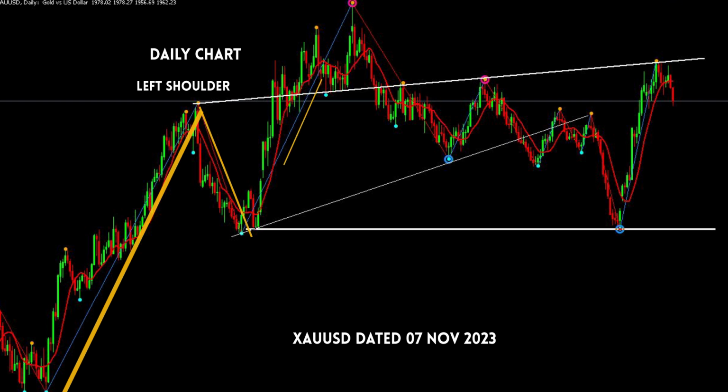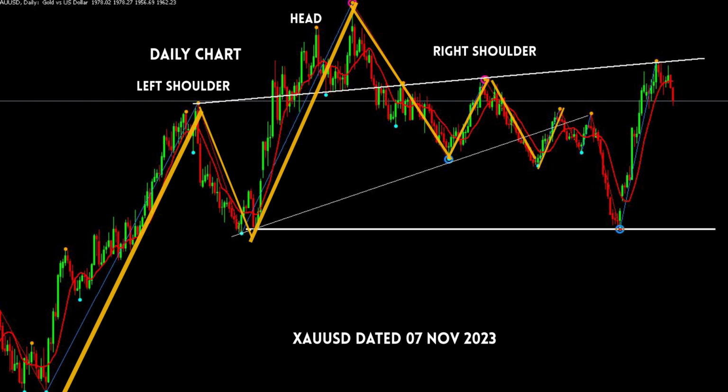Head. The central and highest peak in the pattern. The head represents the highest point in the price movement during the uptrend. Right shoulder. This is the third peak in the pattern and is typically lower than the head. It's formed after the price retraces from the head and starts to move up again.